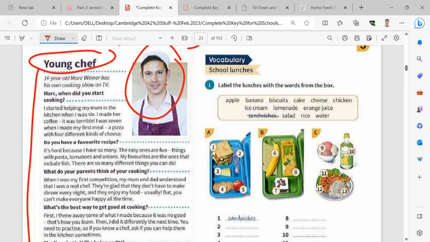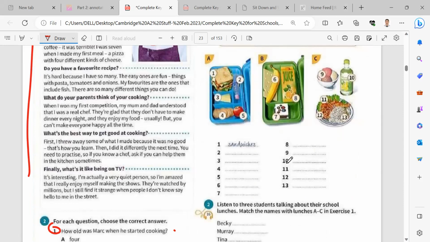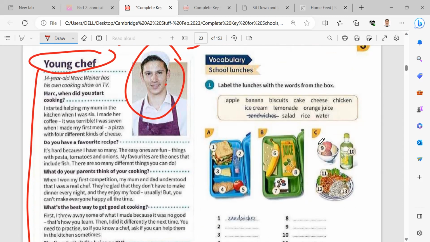Okay. Don't read for details, Nawaf. When I ask you to skim, don't read for details. You know, just like scanning. It means you take a quick look at the passage. Okay, and then you should start scanning.